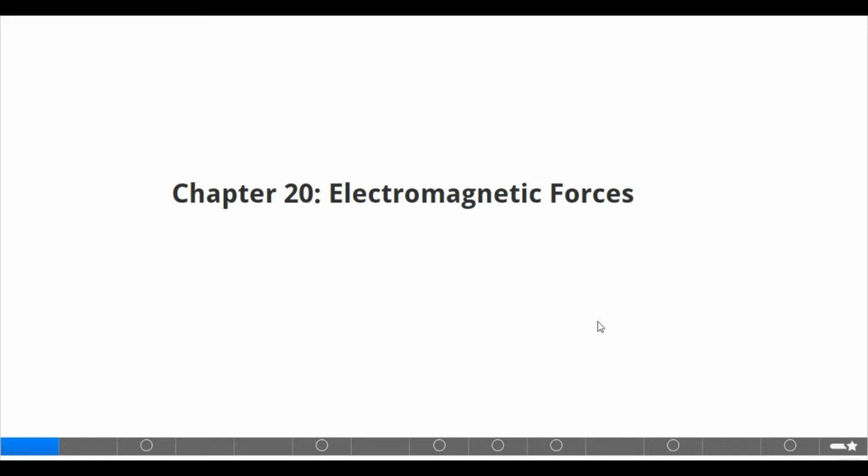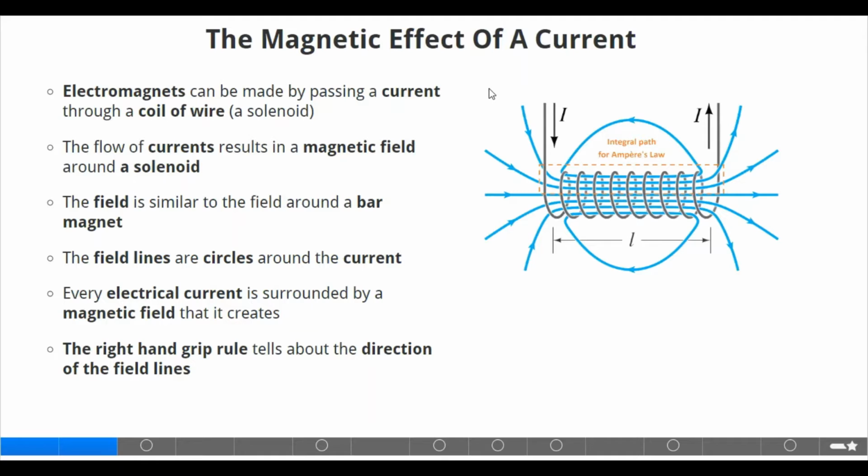How's the day going? Today we'll be dealing with chapter 20 in physics, electromagnetic forces. The magnetic effect of a current, or the magnetic effect of an electrical current. Electromagnets can be made by passing a current through a coil of wire. This coil of wire is known as a solenoid.